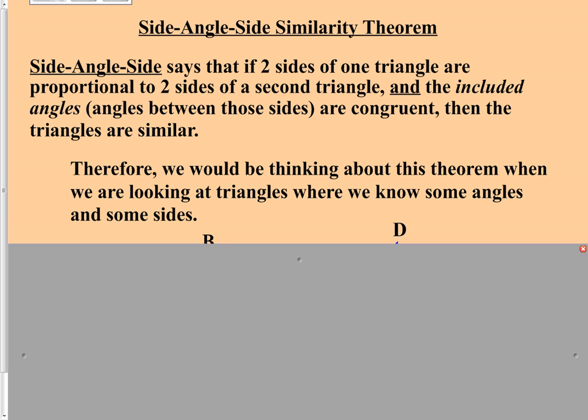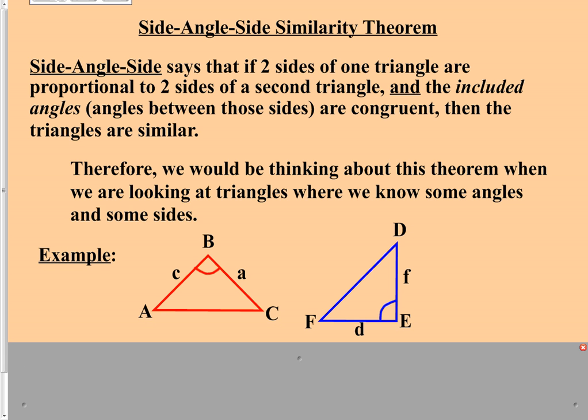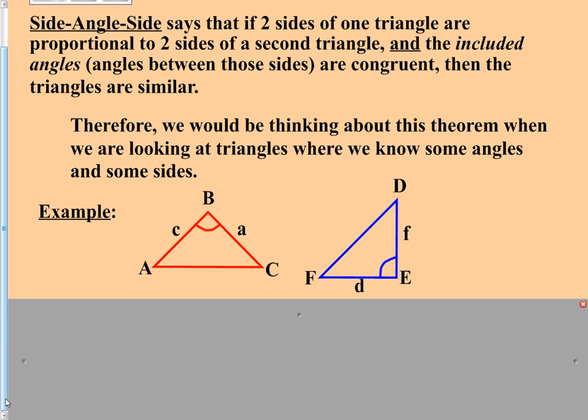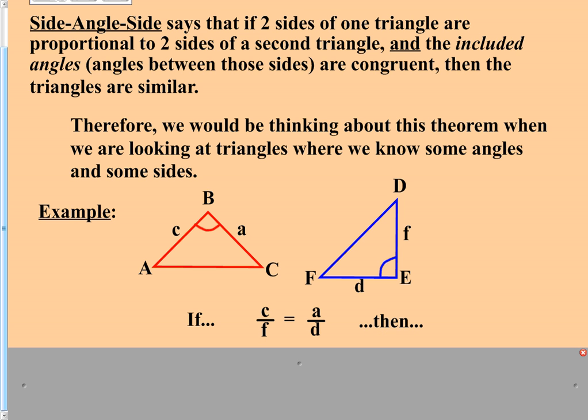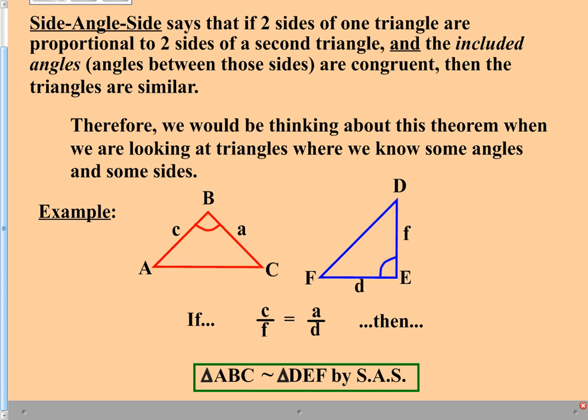Now obviously you have some side information going on inside your triangles if you're thinking about side-angle-side, so we are going to have to set up a proportion. But it actually isn't as bad as side-side-side, because in this case we only have two sets of sides. That means we're only going to have one proportion. But if that proportion does turn out to be true, and the angles in between the sides that the proportion is working on are congruent, then you would be able to say, yes, triangle ABC is similar to triangle DEF, and the shortcut would be by side-angle-side.